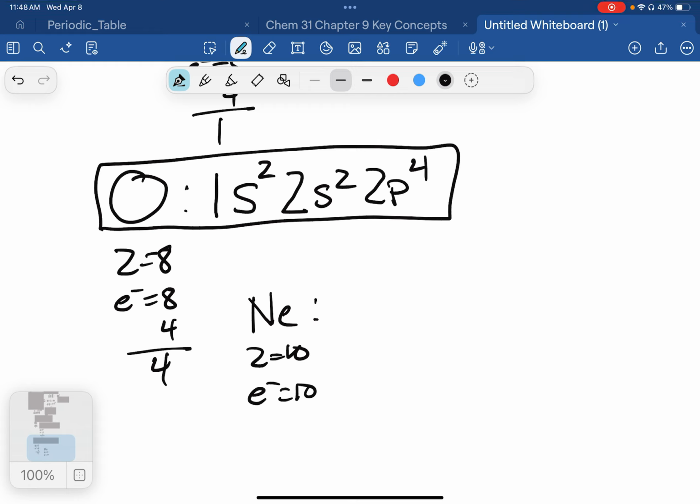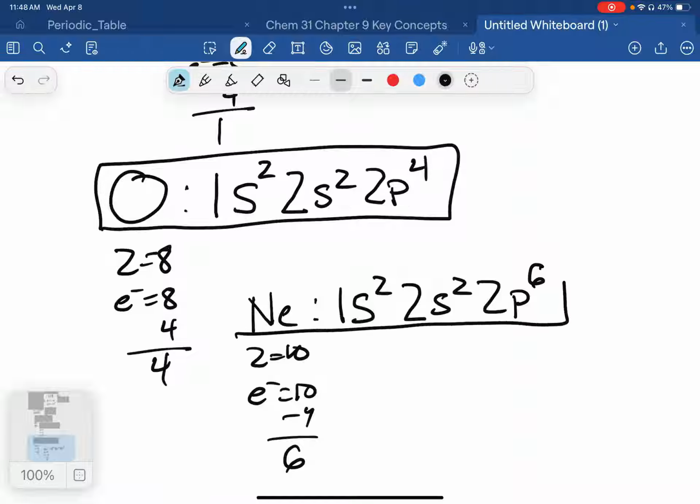We're going to follow the same guidelines we had up here, so I don't have to keep going back and forth. We know that 1s fills up with 2. That's 2 electrons. We know 2s fills up with 2. That's 4 electrons. And we know the next one would be 2p. So we've got 2 plus 2, that's 4, and we have 6 left. But guess what? The p orbital can hold up to 6, so all 6 of them can go in there. Therefore the electron configuration of neon is 1s2, 2s2, 2p6, and we count 6, 7, 8, 9, 10, and that counts what we have there, so we know that we're all there.